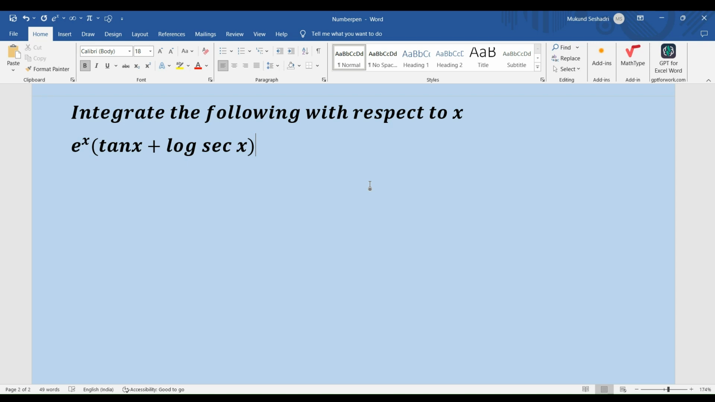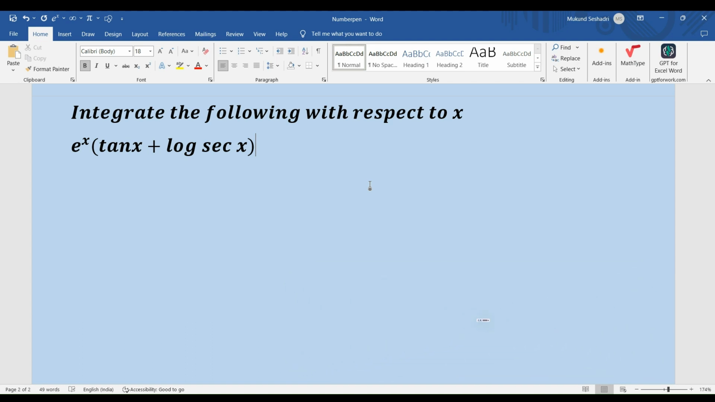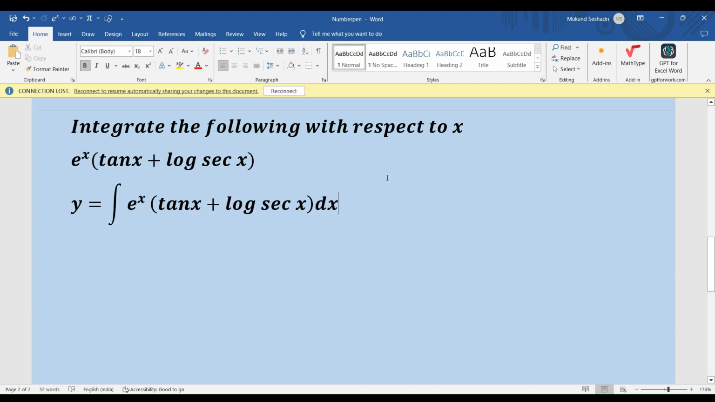So there we have the problem on the screen. Integrate the following with respect to x. We have e to the power x times tan x plus log secant x, right? So what we've been given is dy by dx and we've been asked to find y. My y is nothing but the integral of the given expression. So let us write down what our y is. So that's my y, integral of e to the power x times tan x plus log secant x dx, right?